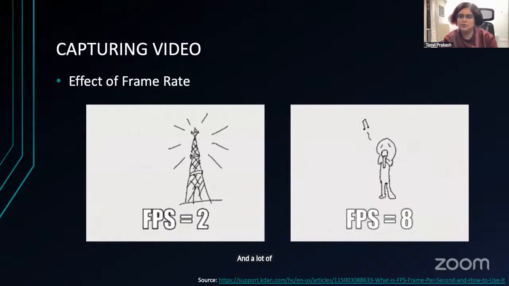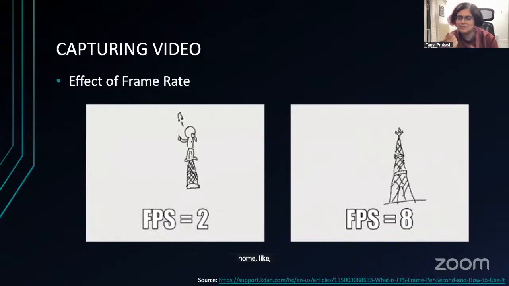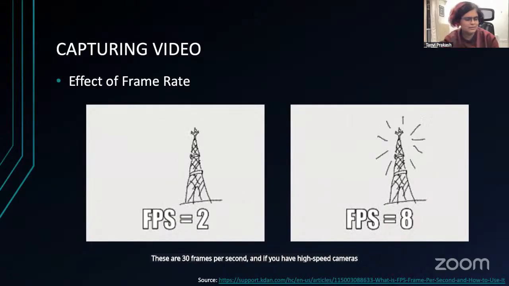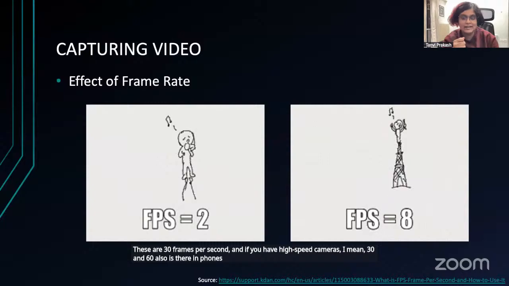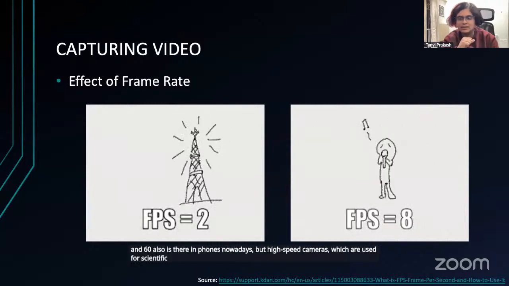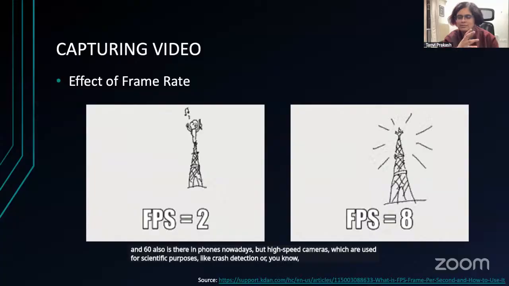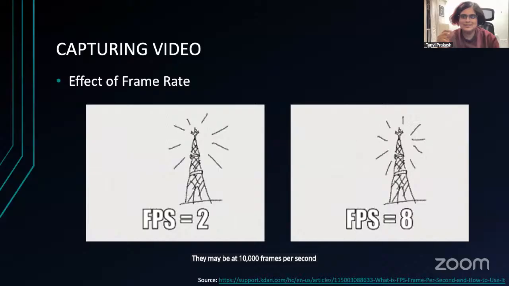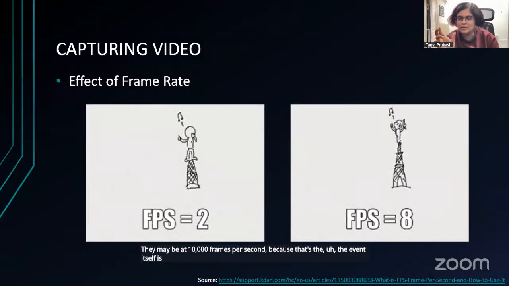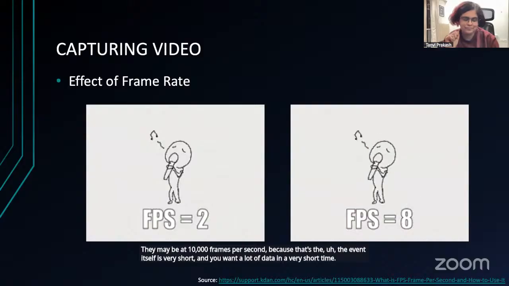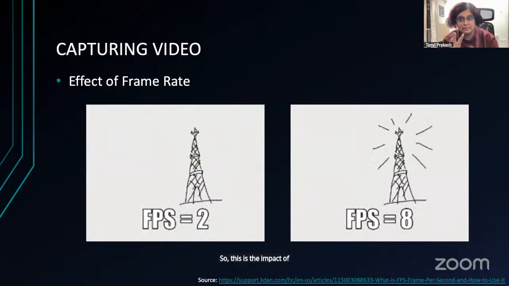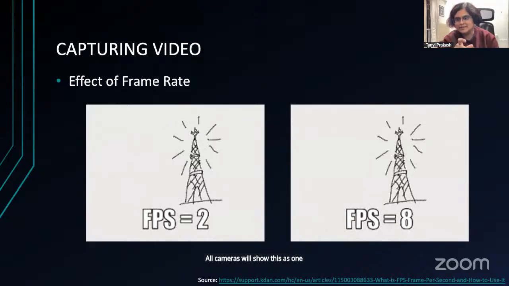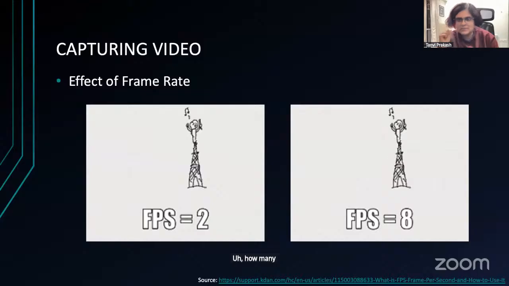A lot of the shooting that we do on our home, like mobile cameras, are 30 frames per second. 30 and 60 are also there in phones nowadays, but high speed cameras, which are used for scientific purposes like crash detection or explosion shooting, may be at 10,000 frames per second, because the event itself is very short and you want a lot of data in a very short time. So this is the impact of frame rate or frames per second. All cameras will show this as one of their specs, like how many images per second can be captured.